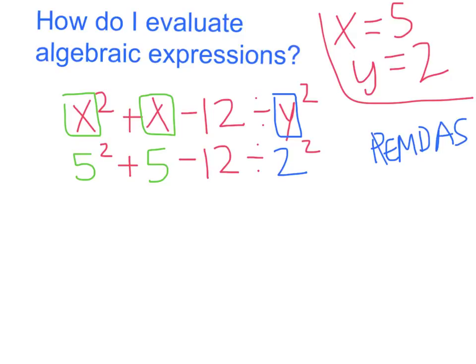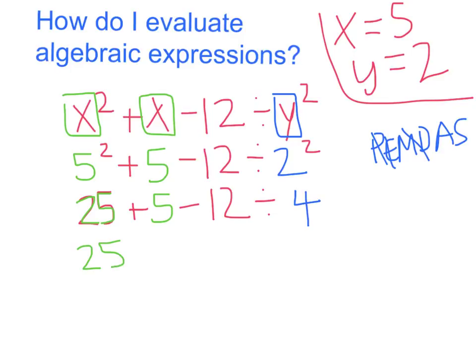There are no parentheses, but there are exponents, so I'm going to do that first. So 5 squared is 25. Then I'm going to rewrite everything again. And then 2 squared is 4. Okay, now I'm done with the E. Now I do multiplication and division at the same time, left to right. There isn't multiplication, but there is division, so I'm going to go ahead and do that.